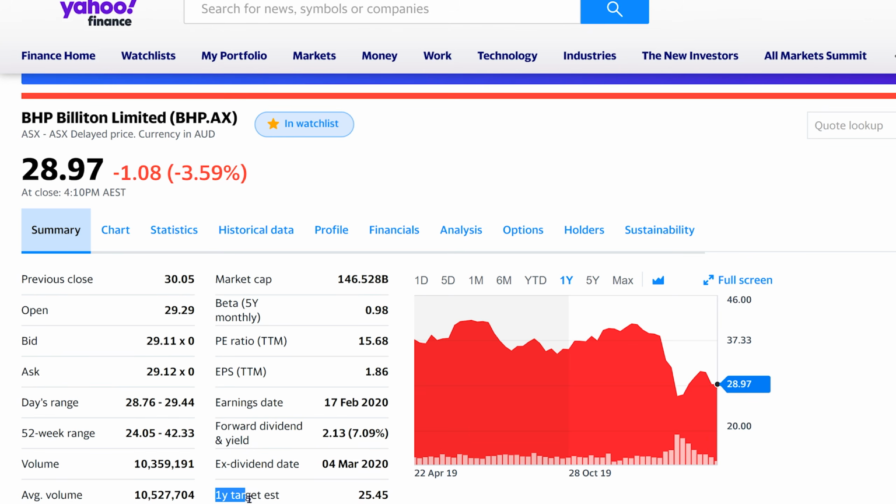Now, onto the last one, 1 year target estimate, $25.45. That is just the analyst's prediction for what BHP will be trading at in 1 year's time. Please don't get stuck on this figure. The only time you really need to pay attention to this figure is if it is vastly different to what you expected.